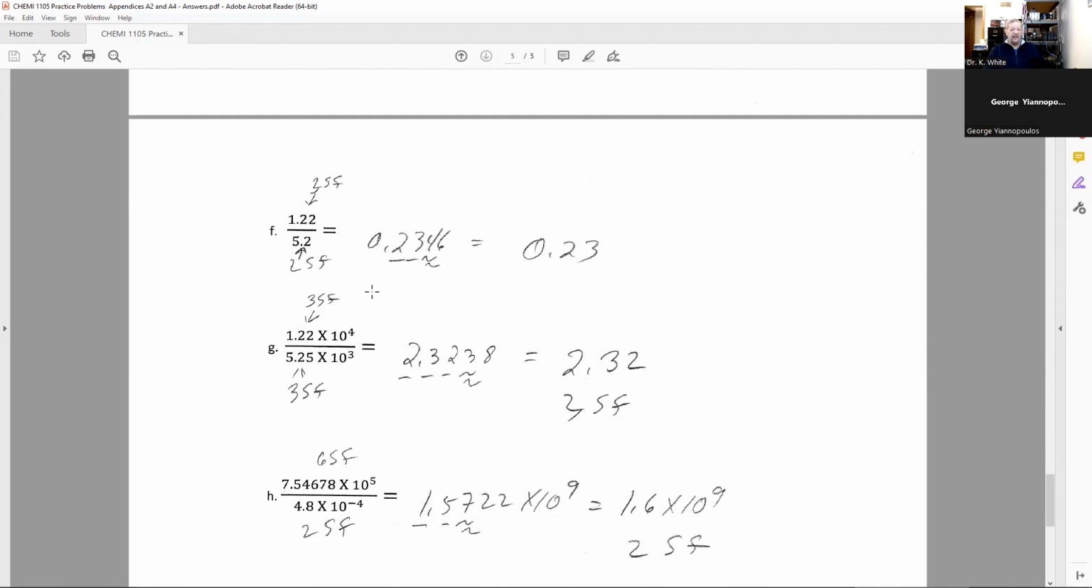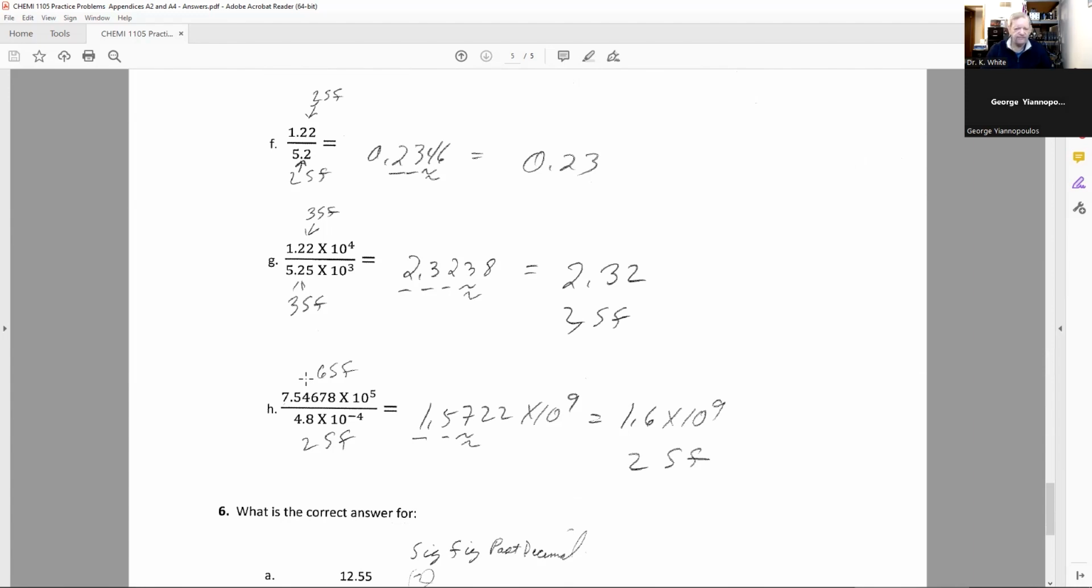Now, for division, it's the same thing. Let's look at G. If I look at G, I'm doing a division. This is what my calculator gives me. And the top number has 3 significant figures. The bottom one has 3 significant figures. So the answer my calculator gives me, I round off to 3 significant figures.